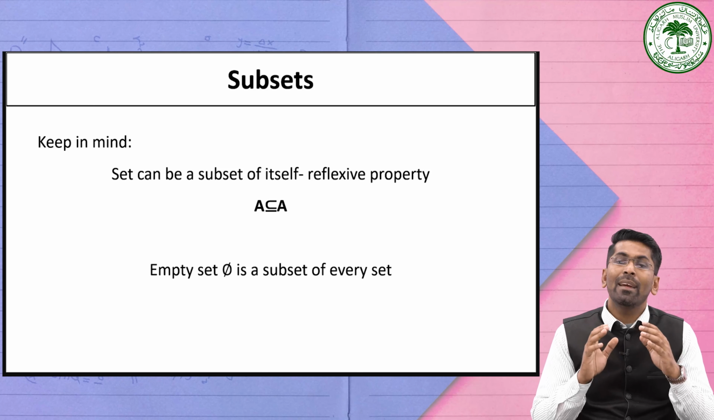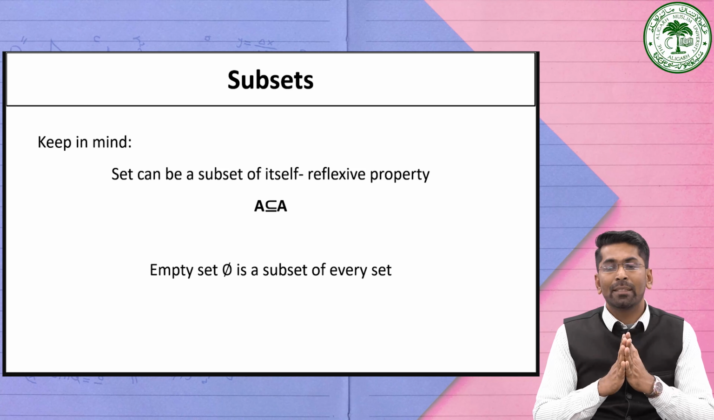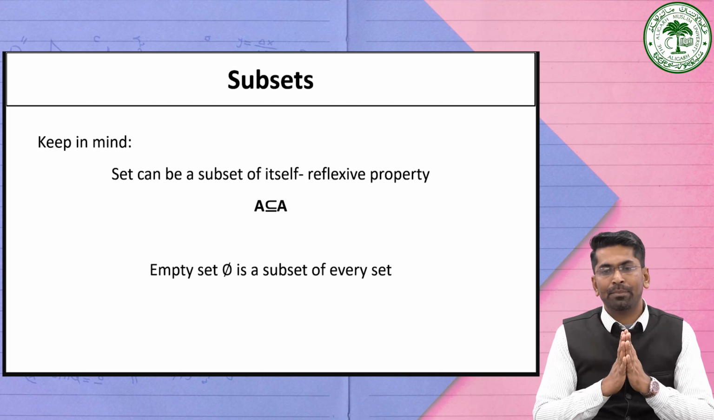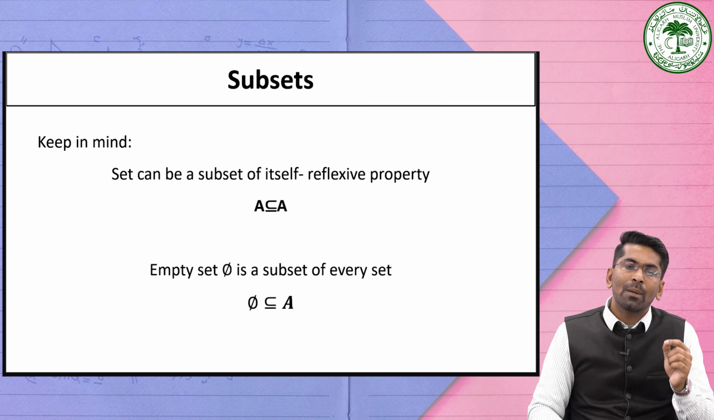So we defined an empty set as a set with no elements. It is considered a subset of every set. Symbolically, if A is a set, then phi is a subset of A. You should keep this in mind: phi is a subset of A, and a set can be a subset of itself.